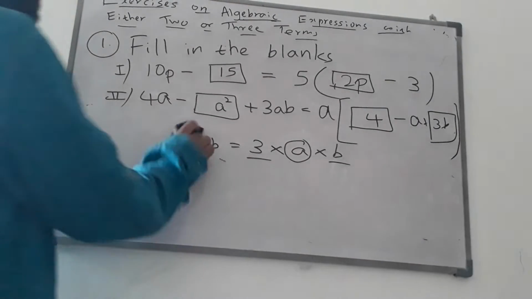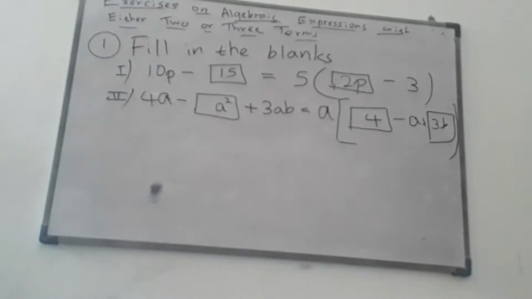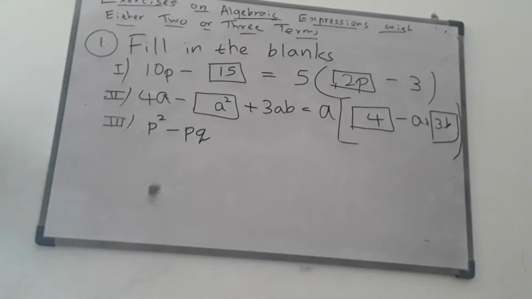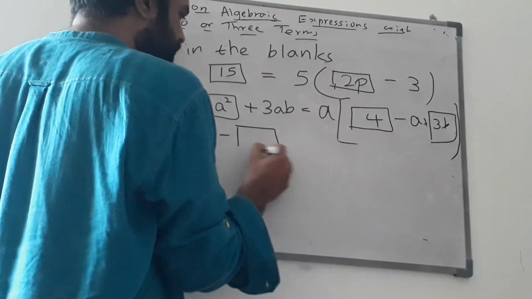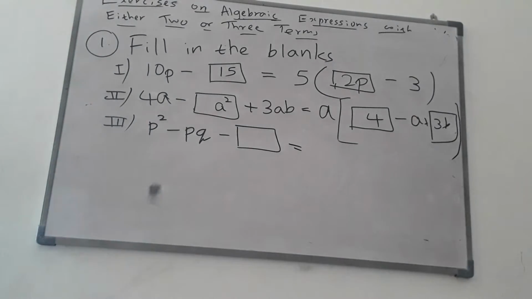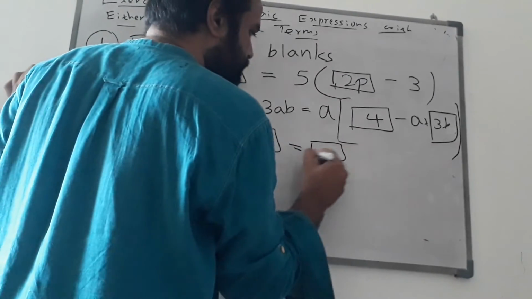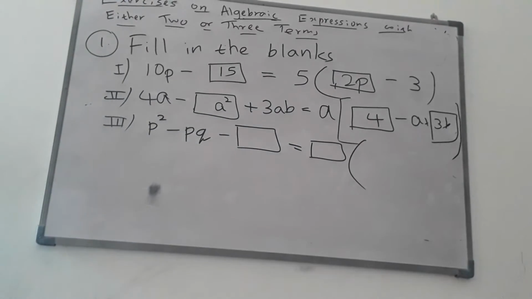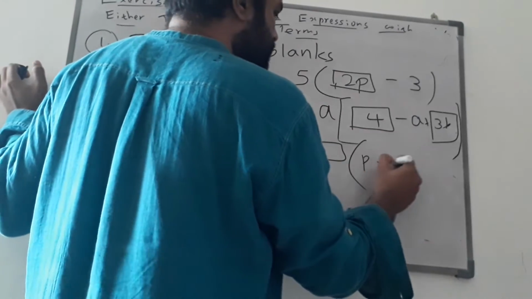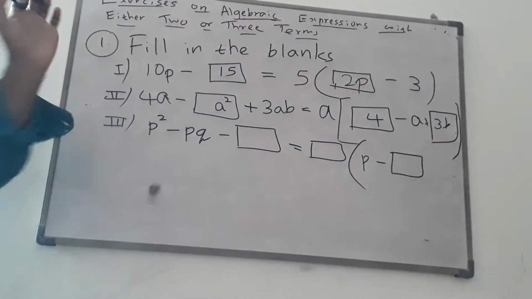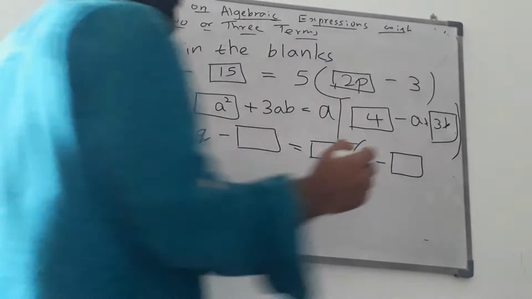Third question, it is p squared minus pq minus blank. So it will be blank times p minus another blank minus 1.